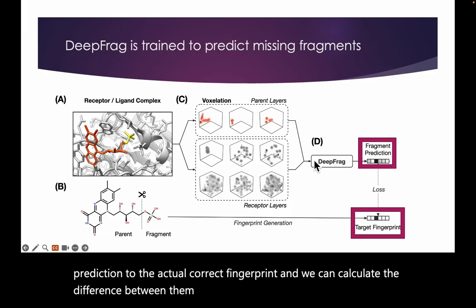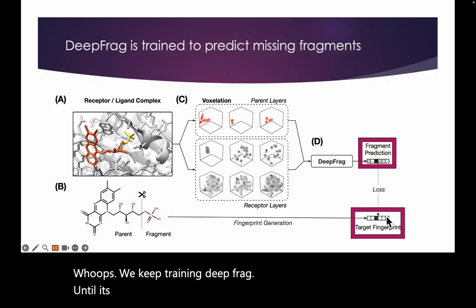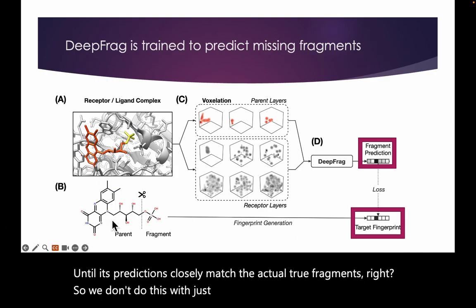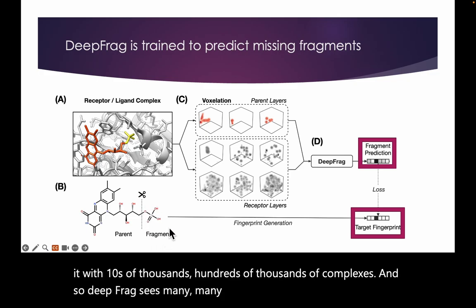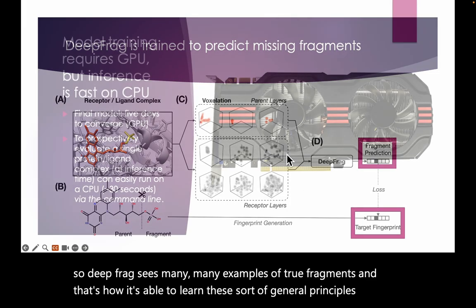And we just keep training DeepFrag until its predictions closely match the actual true fragments, right? So we don't do this with just one protein ligand complex, but we do it with tens of thousands, hundreds of thousands of complexes. And so DeepFrag sees many, many examples of true fragments. And that's how it's able to learn these sort of general principles of fragment addition.